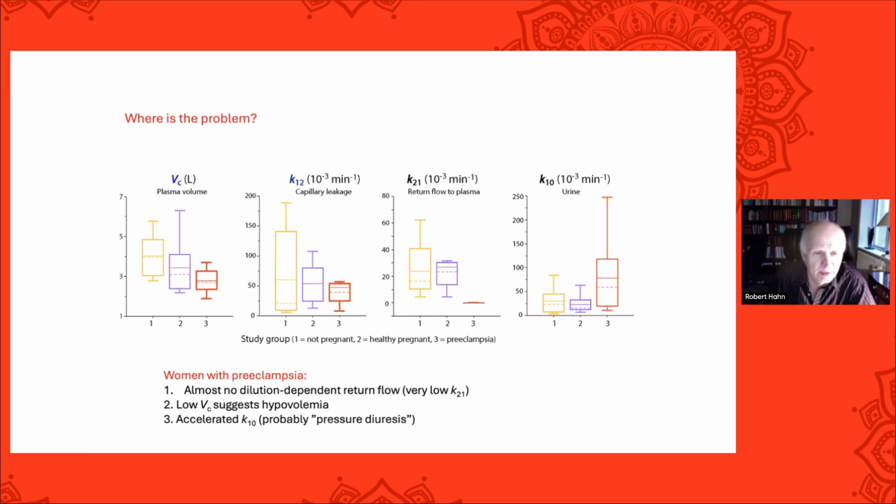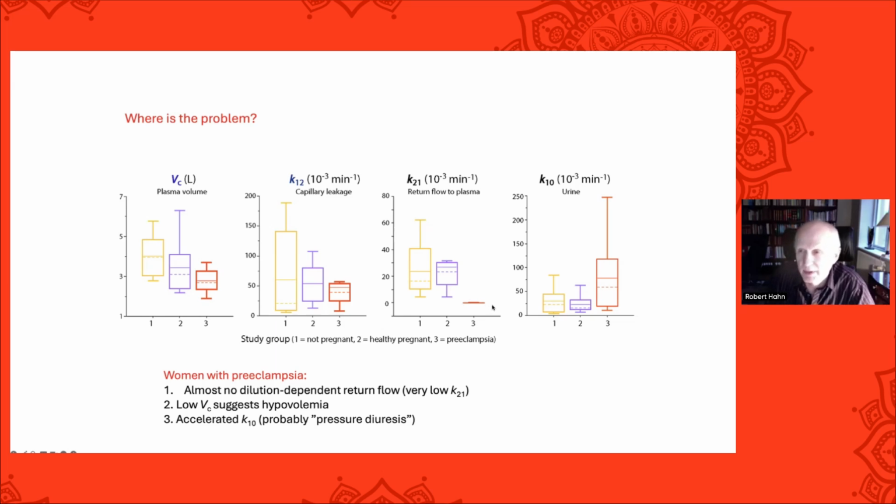preeclampsia. And you see right away that VC is a bit lower here, so they are slightly hypovolemic compared to the healthy ones. And we can see that the urine output is a bit increased in this group, at least in the beginning. They're not severely sick. I think if they were more severely sick in preeclampsia, they would have a reduced urine output. But the big difference is here. There's no return flow.